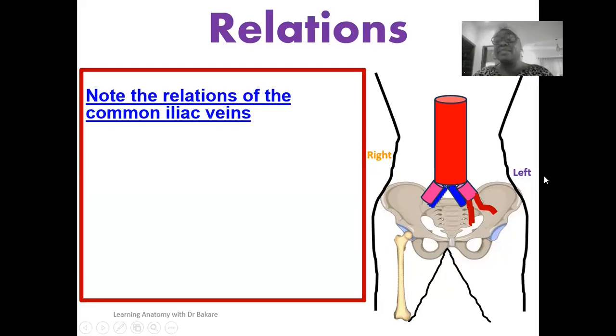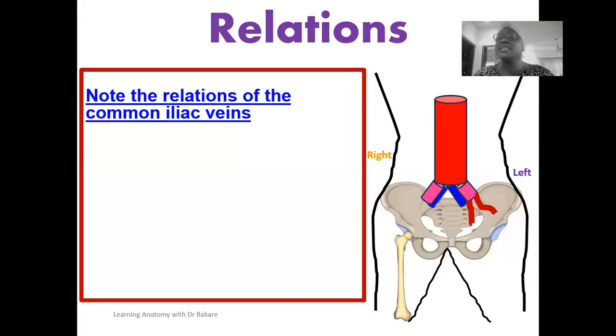We already established this in our previous slide. If you look at this image down here, we have the common iliac artery on the right side crossing over anteriorly on the common iliac vein, whereas on the left side, we have the common iliac artery positioned on the lateral side of the common iliac vein. We already established the basis behind this.